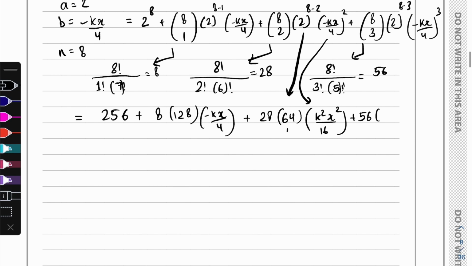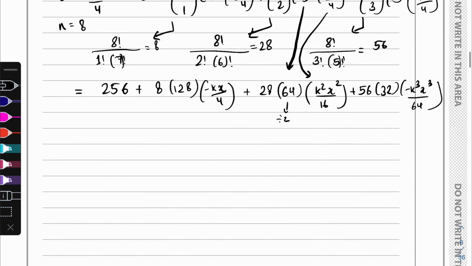Or we divide this value by 2, which gives us 32. And same, so minus k cubed will be a minus again. So minus k cubed, x cubed. 4 times 4 is 16. Multiplied by 4 again is 64. So now, all we've got to do is write down the last formula. Write down the simplified expression.